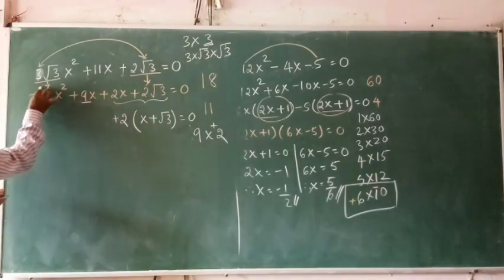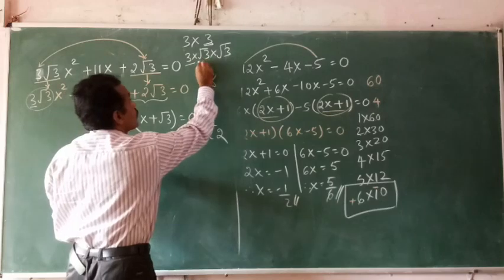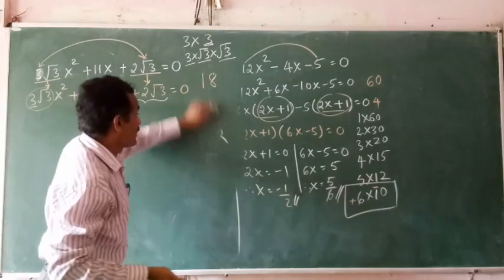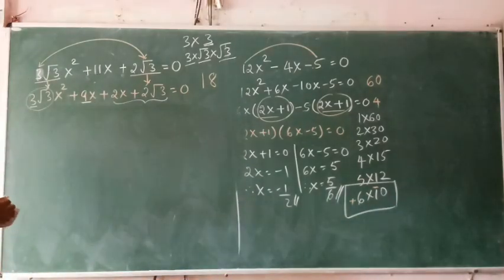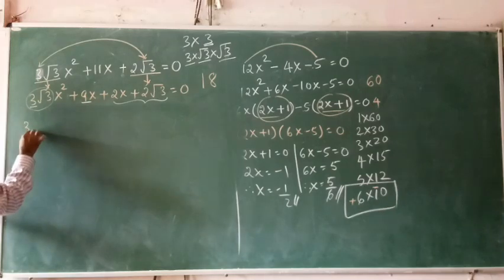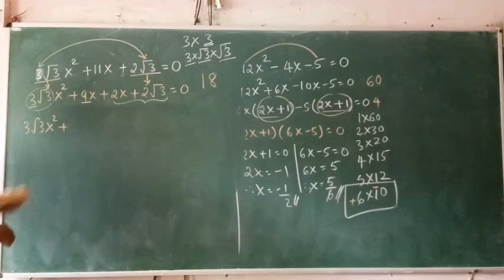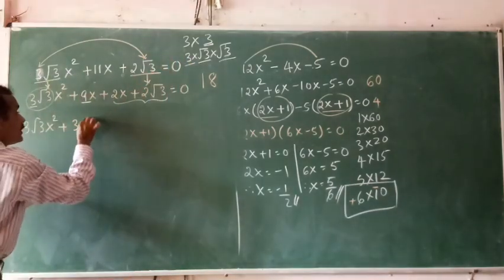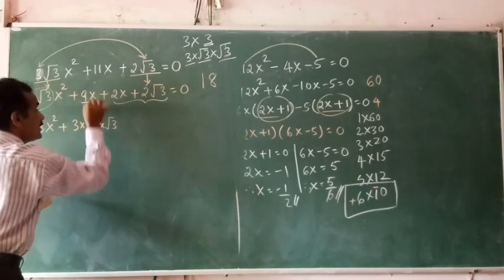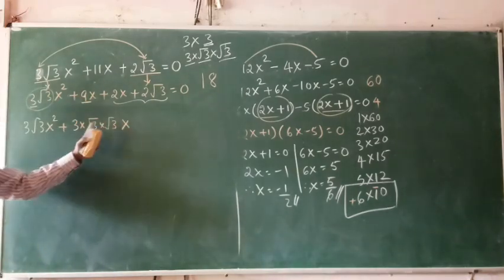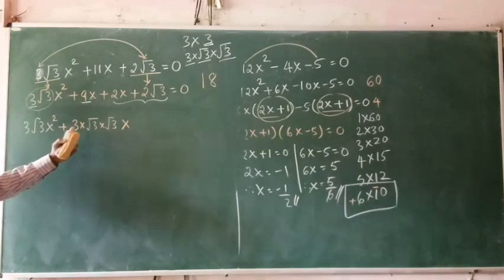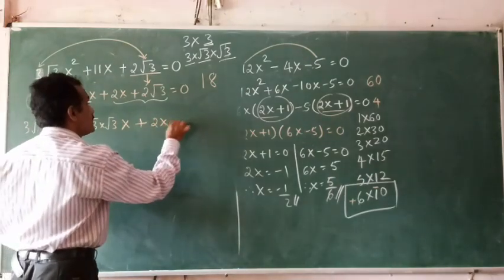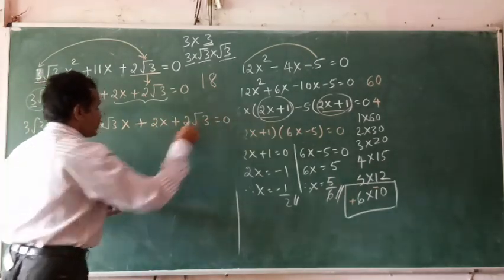Now you tell me, here it is 3 root 3. Here it is 3 into root 3 into root 3. Which is the common? I can say 3 root 3 is common. I will write it once again. This means 3 root 3 x square plus 9. 9 means what? 3 into root 3 into root 3 into x. 9 means 3 root 3 into root 3. 3 3s are 9. I am writing it this way because it is easy to take the common. Plus 2x plus 2 root 3 is equal to 0.